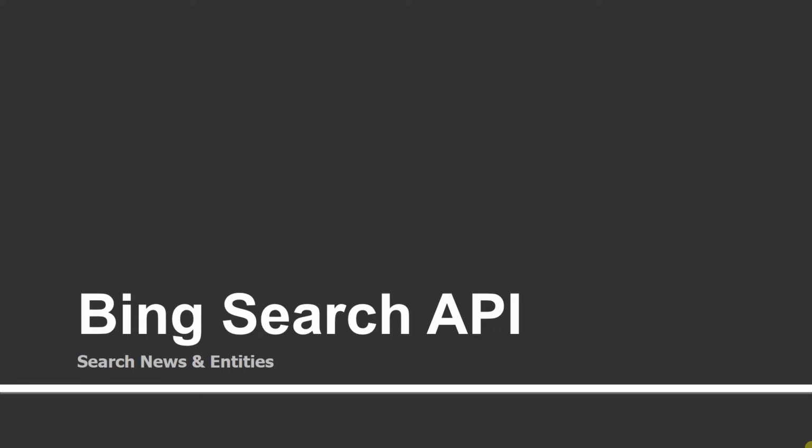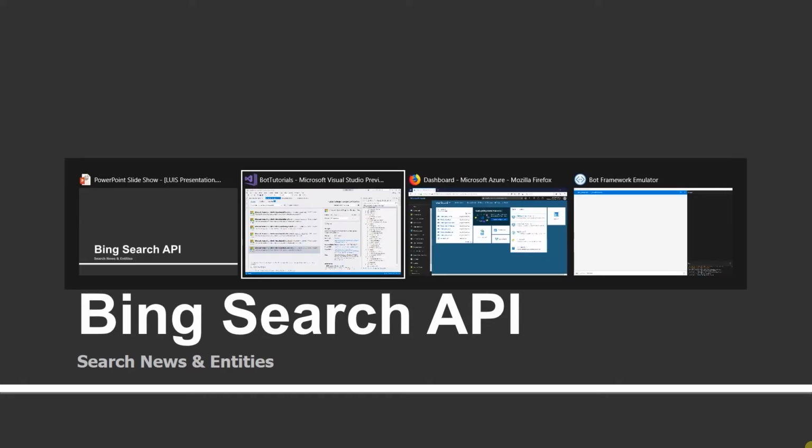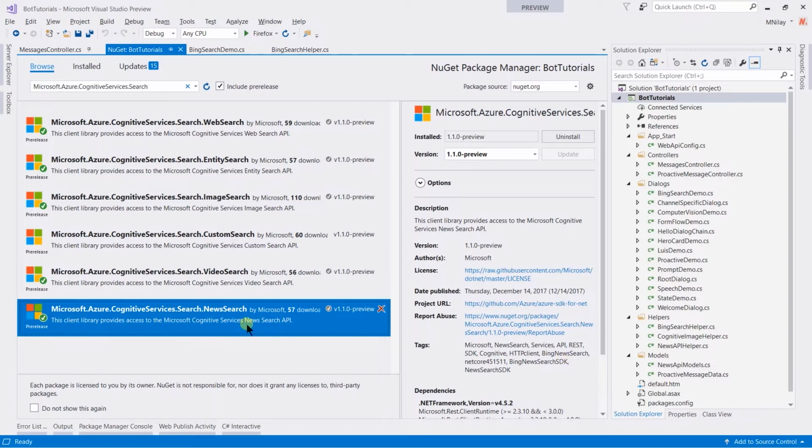In this session, we will learn how to use Bing News and Entity Search APIs. Using News API, we can search for news on a particular topic as well as trending news in a market that you have specified. Using Entity API, we can search for entities like person, character, movies, etc. and places. For this, I have already downloaded search.newsearch and search.entitySearch NuGet packages.